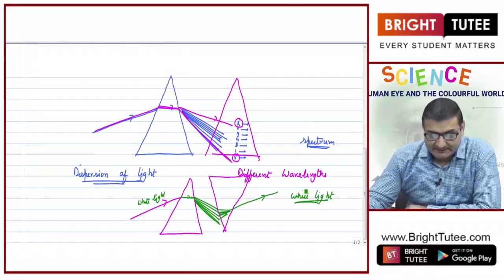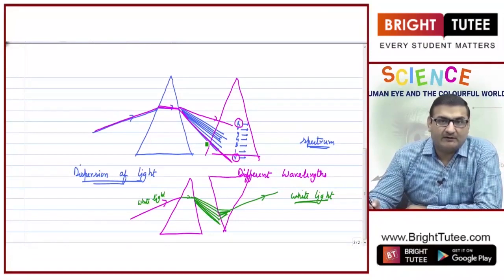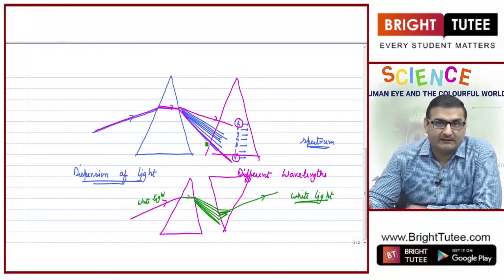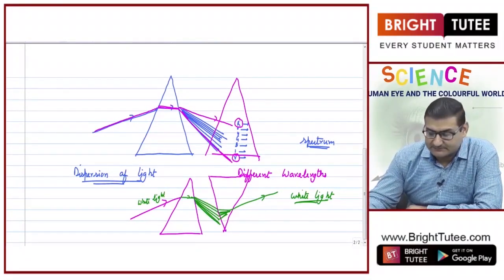Fine, right? So this is the phenomenon of scattering of white light or the dispersion of light into spectrum, that is, a band of 7 colors. Got it?